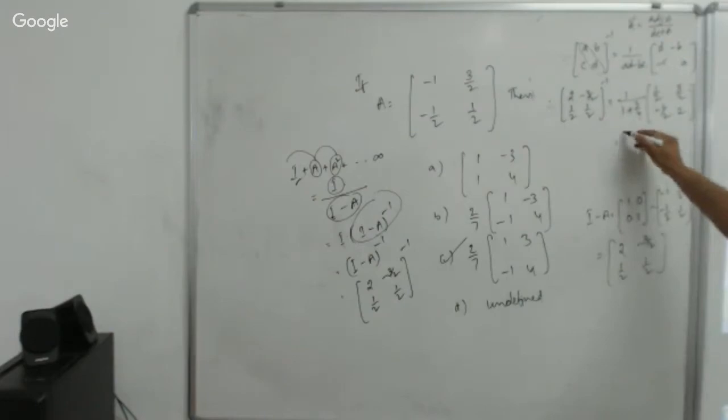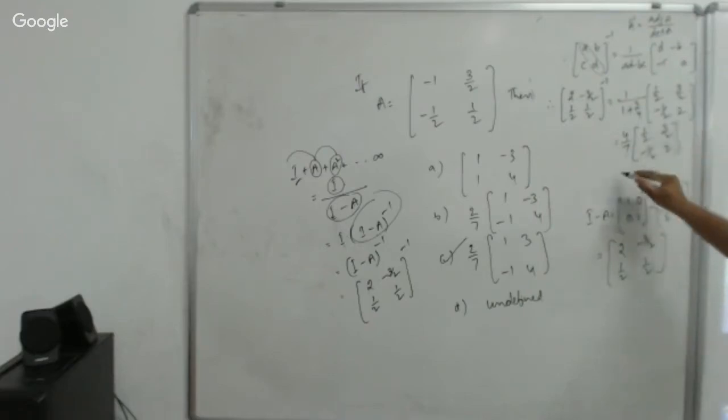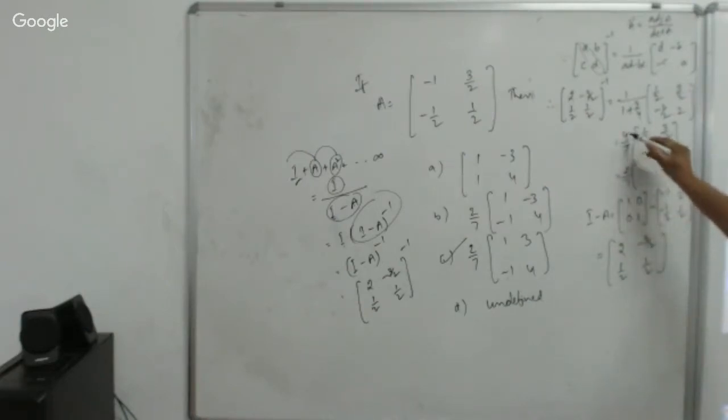Now it is 4 by 7 into [1 by 2, 3 by 2; minus 1 by 2, 2]. Now the answer is D. Just multiply 2 by 7. 4 can be written as 2 into 2. Now multiply this matrix by 2, means 2 into 1 by 2 is 1, 3, minus 1, 4. That is the answer. Very good.